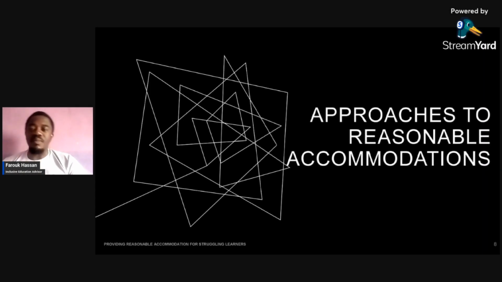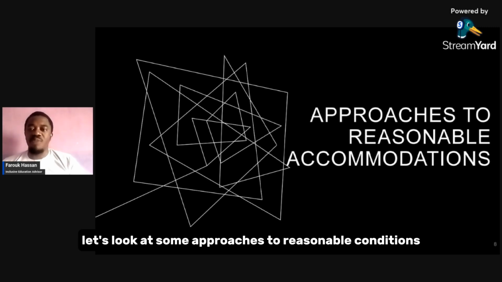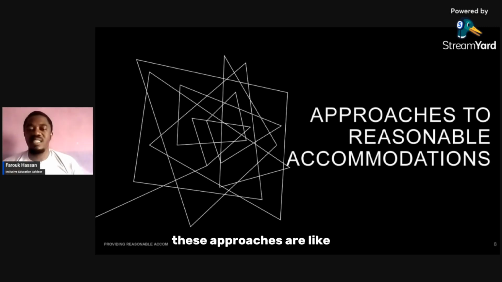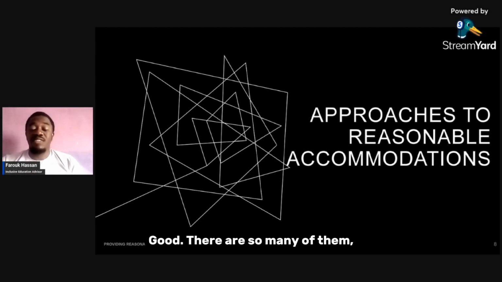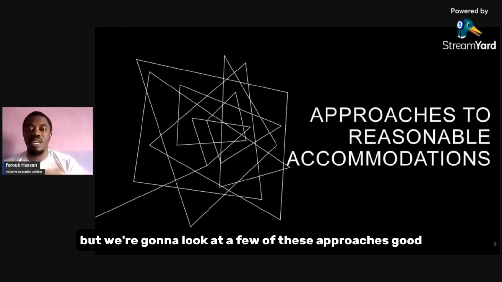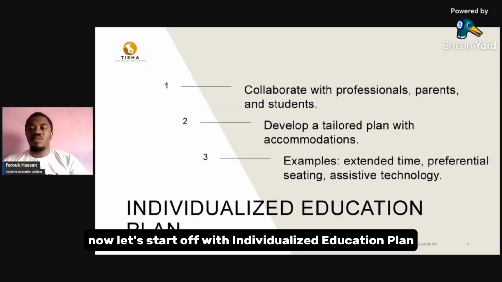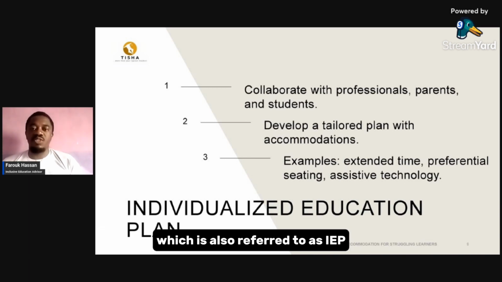Good. Now let's look at some approaches to reasonable accommodations. These approaches are like elements that when you fix them or when you place these elements within your classroom, you inevitably provide reasonable accommodations. Okay, good. There are so many of them, but we're going to look at a few of these approaches. Good. Now let's start off with individualized education plan, which is also referred to as IEP.